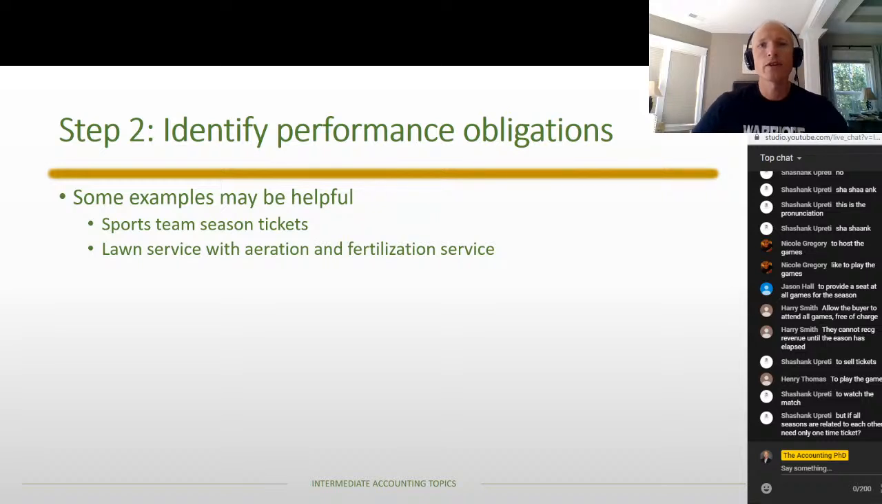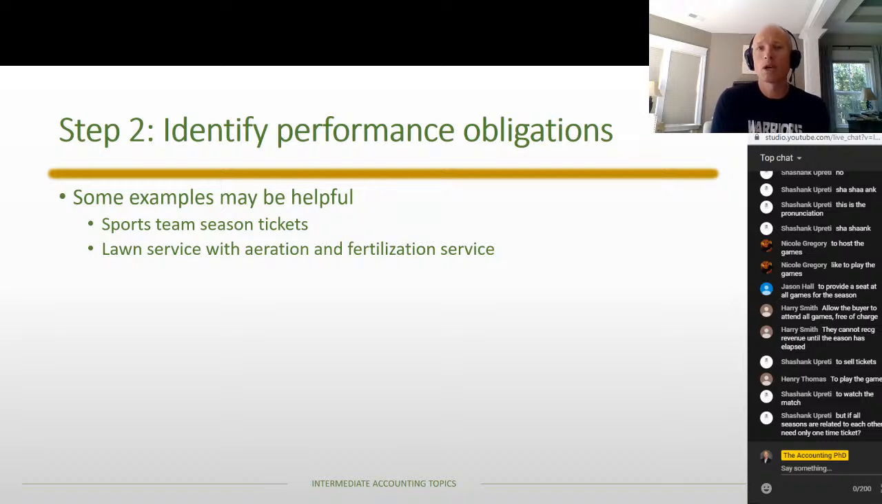All right, so lawn service with aeration and fertilization service. So again, this is one of those things. Like for example, I actually have my kids mow my grass, so I don't pay them to mow, but I do pay someone to aerate and fertilize my lawn. But we basically just pay like a quarterly fee. Well, how do they recognize revenue with that? So it's not necessarily when I pay the fee.